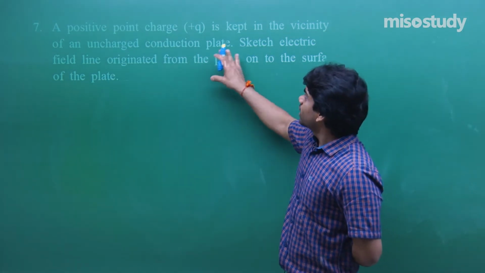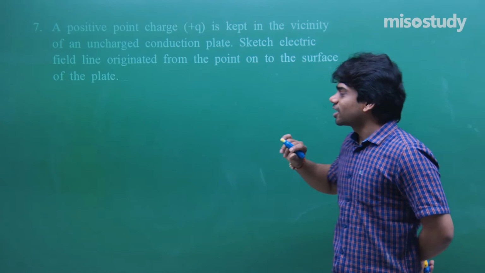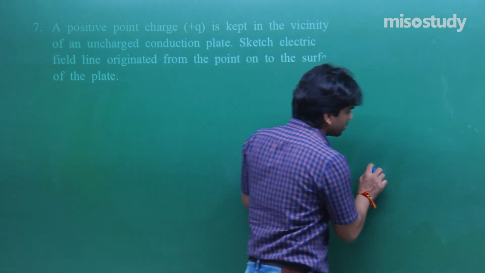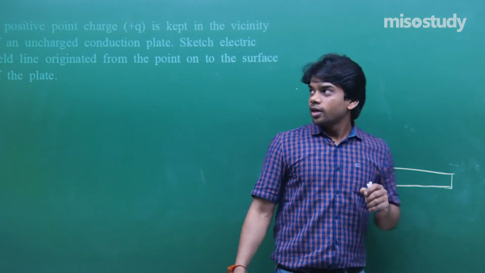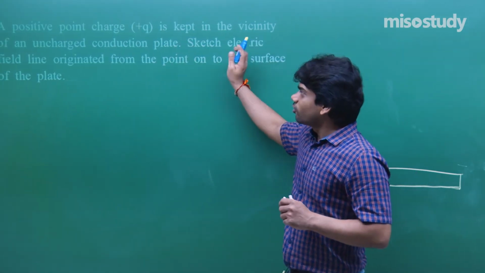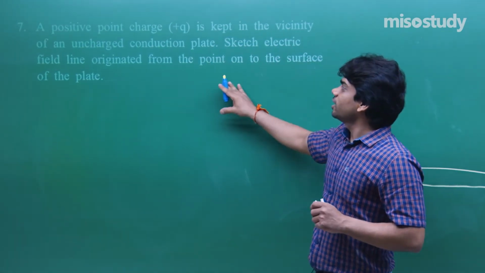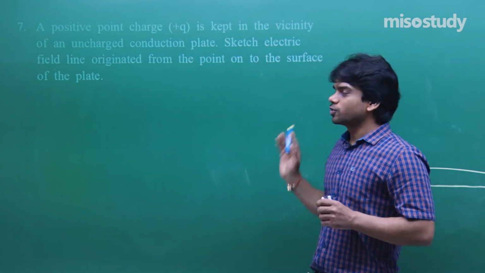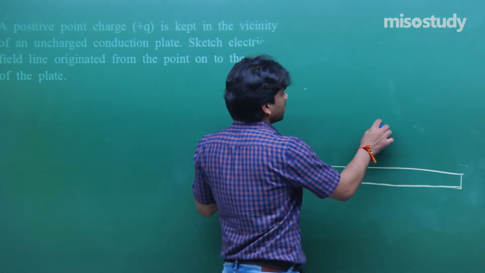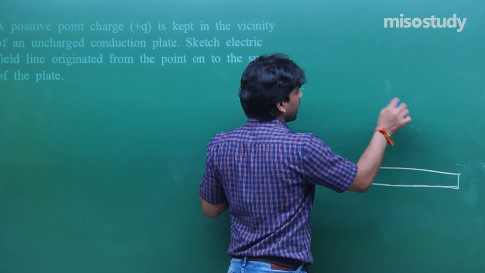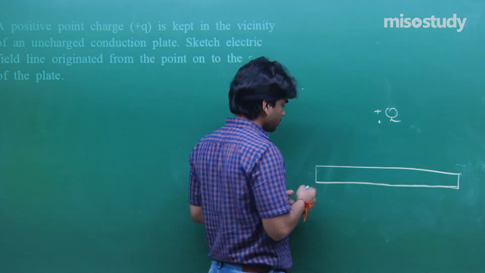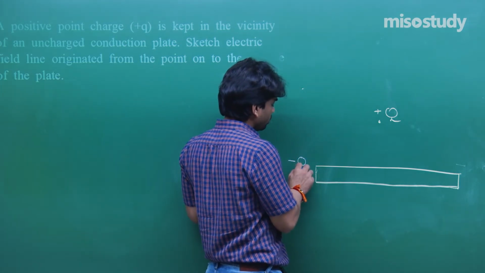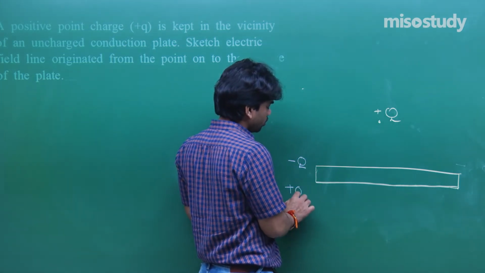A positive point charge plus Q is placed in the vicinity of an uncharged conduction plate. So if I make it, this is the uncharged conduction plate. Let's say the charge is kept here. Already I have shown you here. Charges will be induced. Minus Q charge will be induced and plus Q charge will be induced here.